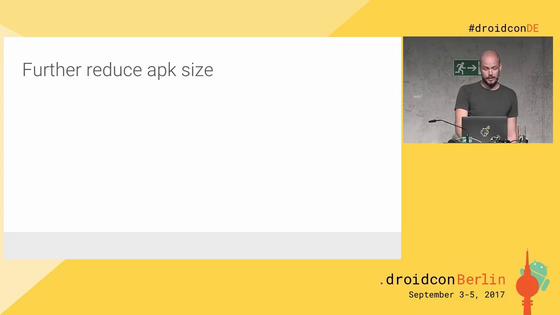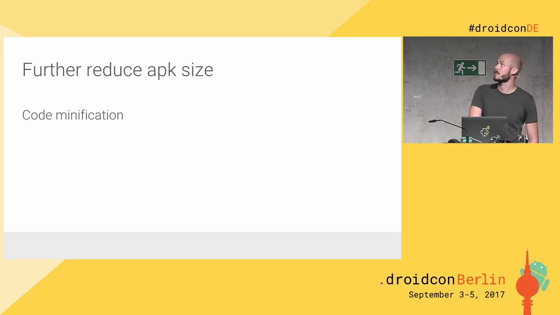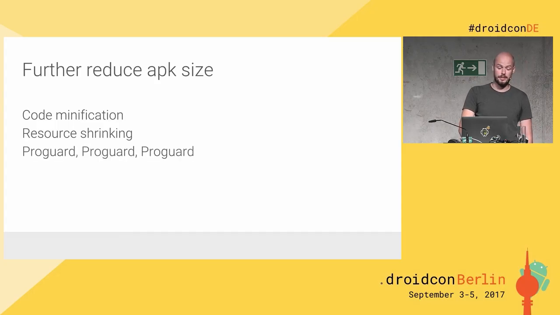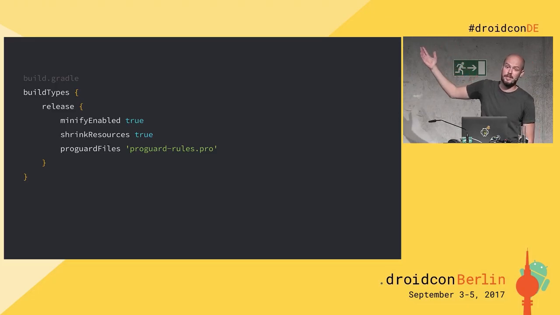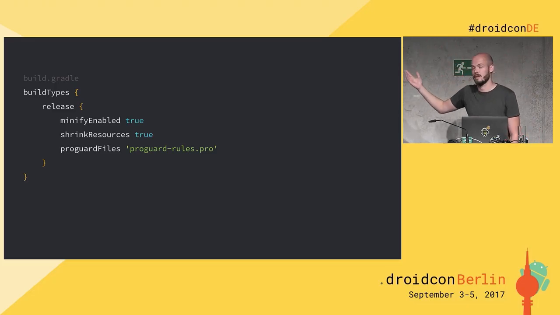Also, further reducing your APK size, just a couple of small things within the Gradle plugin. Again, code minification, resource shrinking, as well as using ProGuard. That's quite important. It works super easy, so no reason why not to do it. Well, unless you encounter any bugs. If you do, let me know.